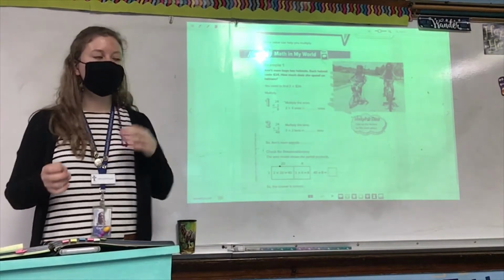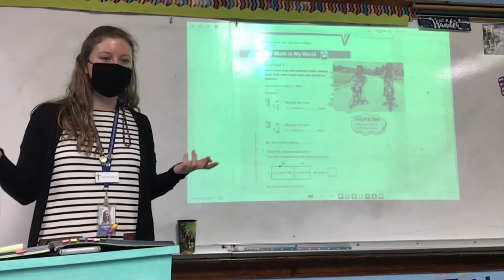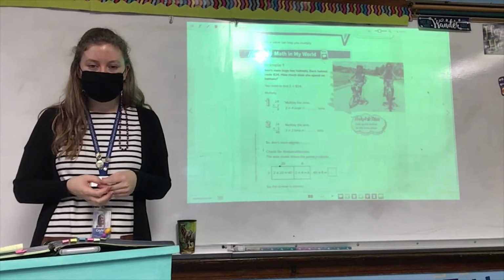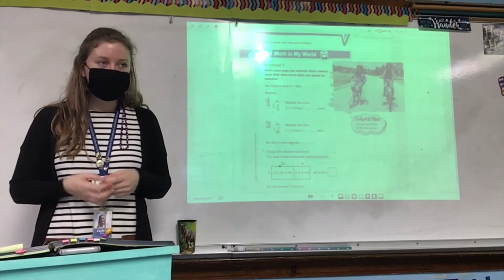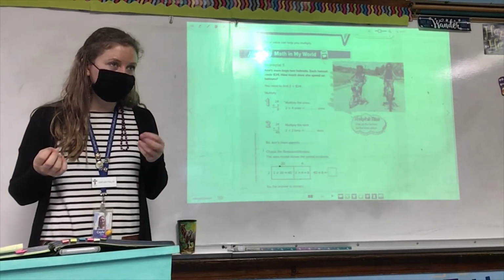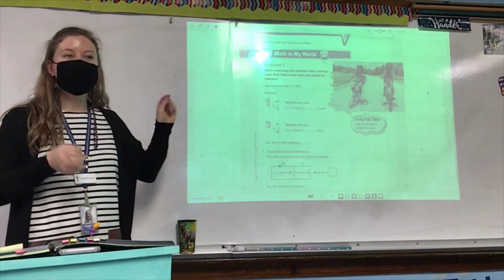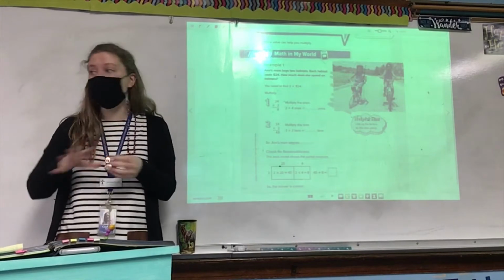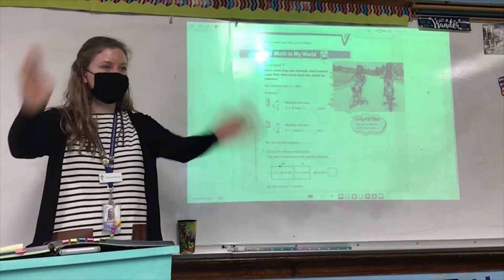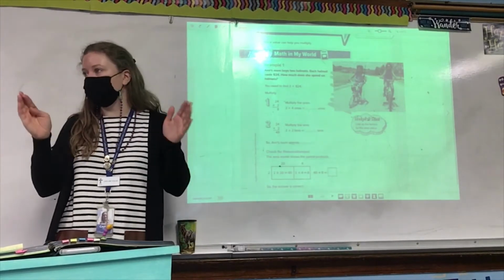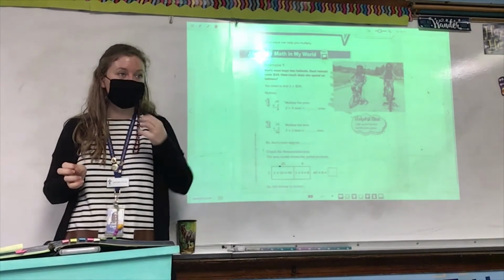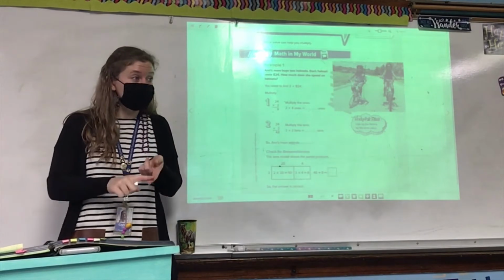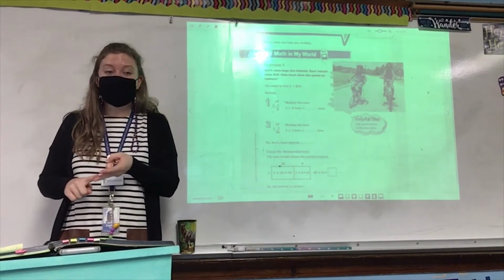Okay, so at some point in your life, you may hear the term standard algorithm when it comes to math. Standard algorithm is just doing an operation the paper and pencil way. Like no models, just the straight multiplication, addition, subtraction, division. So you've been doing standard algorithms with basic facts and with addition and subtraction.